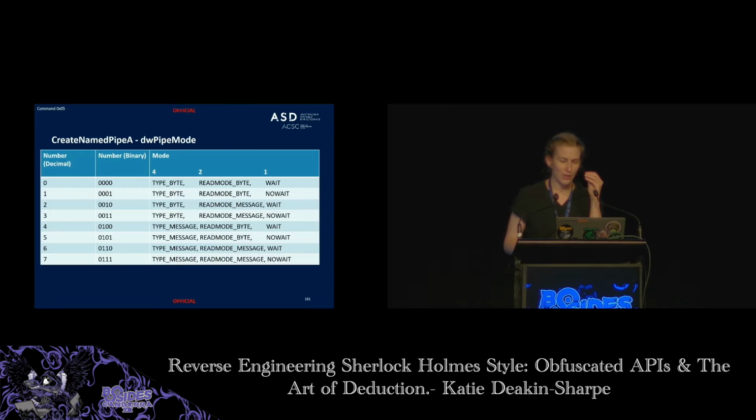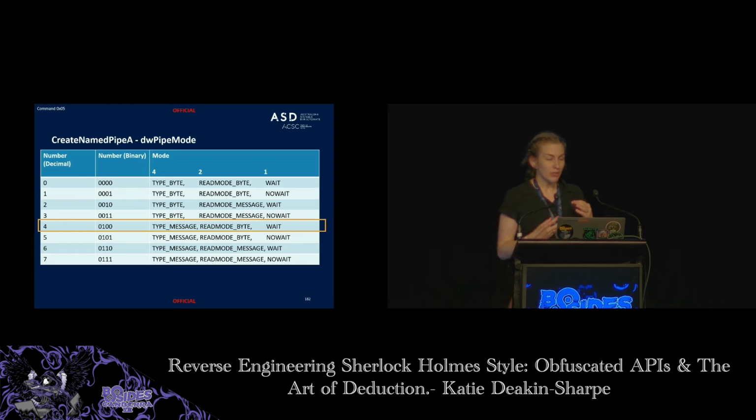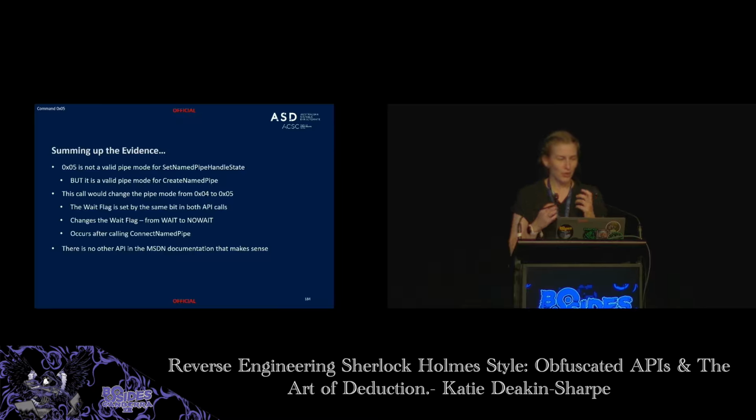We have wait and no wait, read mode byte, read mode message, and type byte and type message. We're creating our pipe initially with a mode of 4, so we're starting with wait, read mode byte, and type message, and then changing to 5, where we have our no wait, read mode byte, and type message. So to try and pull all the pieces together, 5 is not a valid pipe mode for SetNamedPipeHandleState, but it is for CreateNamedPipe. The call would be changing our pipe mode from 4 to 5, and because the wait flag is set by the same bit, we'd be flipping that flag from wait to no wait.